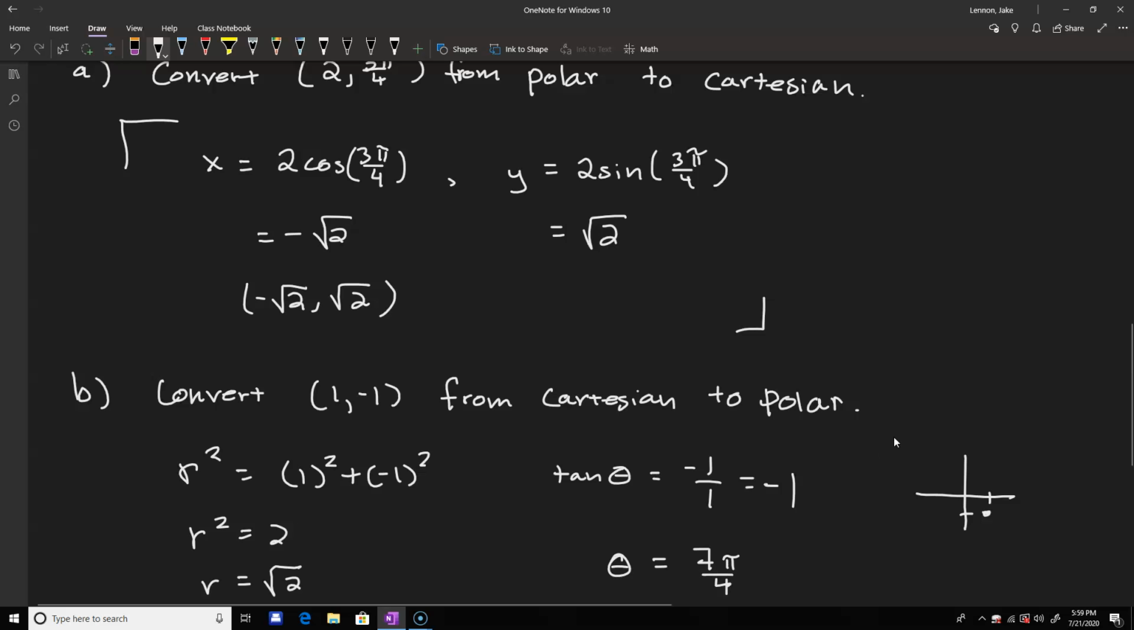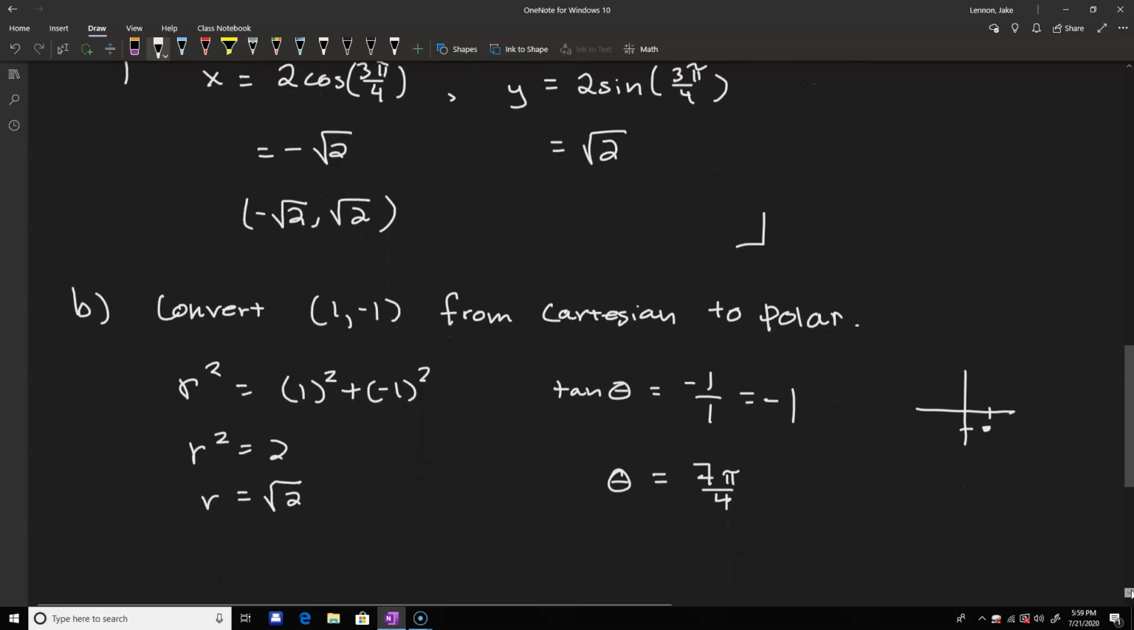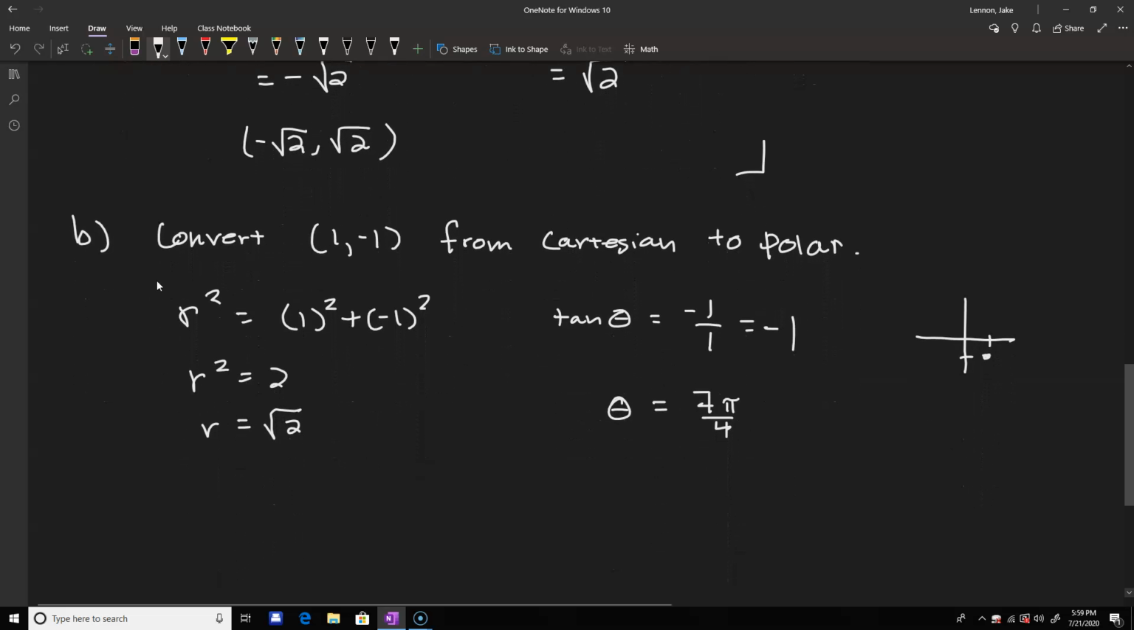Again, if you do inverse tangent in your calculator, it's probably going to give you the value of 3 pi over 4, but because we know the Cartesian coordinates 1, negative 1 are in quadrant 4, that's how we know it has to be 7 pi over 4 and not 3 pi over 4. So in summary, our polar coordinates are r, square root of 2, and theta, 7 pi over 4. And that's it for converting. Pretty much all of them are going to work this way.